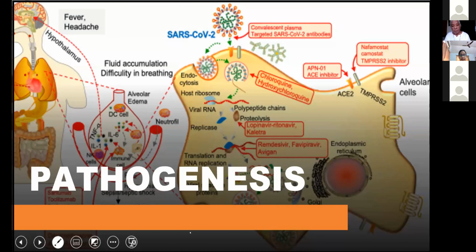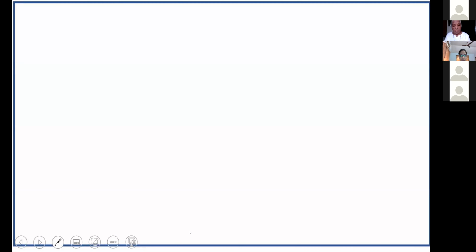Now, before we understand the pathology and clinical features, it is important that we understand the pathogenesis of the COVID virus in order to get a proper base. I'd also like to add that all the following diagrams were drawn by us and not taken from the internet and then animated.